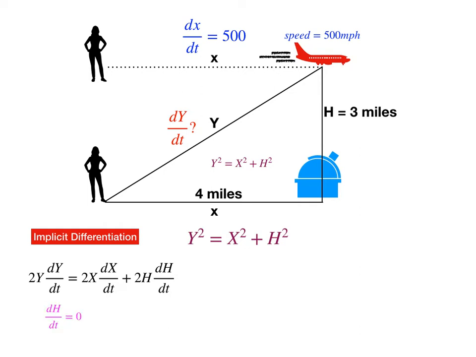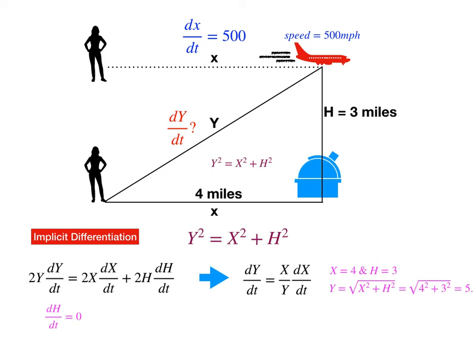Keep in mind that we know that the altitude is 3 miles, and this is constant, it's not changing. That means dh/dt equals 0. From this equation, we can solve for dy/dt in terms of x, y, and dx/dt. We know h equals 3 as always, and x equals 4 at that moment when the airplane is above the observatory. And using the Pythagorean theorem, you can solve for y, which equals 5.